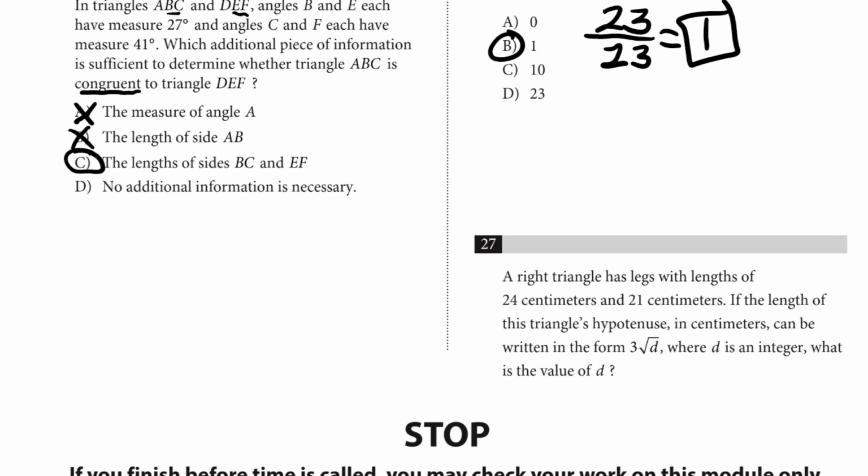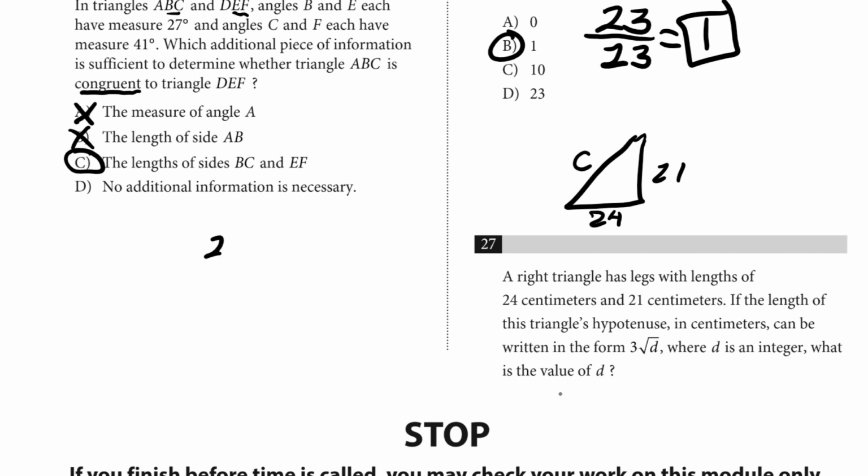Number 27. A right triangle has legs with length of 24 centimeters and 21 centimeters. If the length of this triangle's hypotenuse in centimeters can be written in the form 3 square root of d, where d is an integer, what is the value of d? So the first thing we need to do is create the triangle. One leg is 24, one leg is 21, and the hypotenuse we will call C.